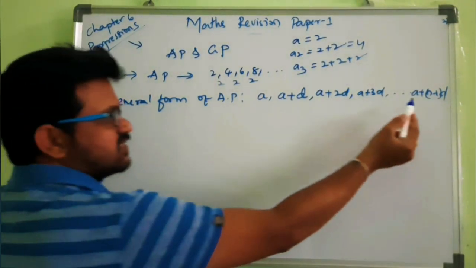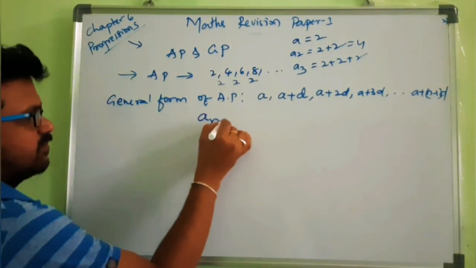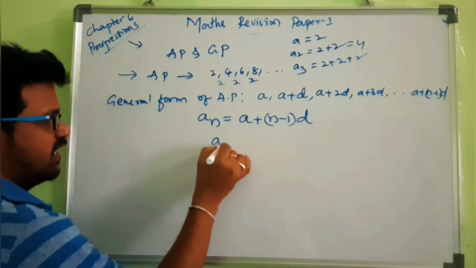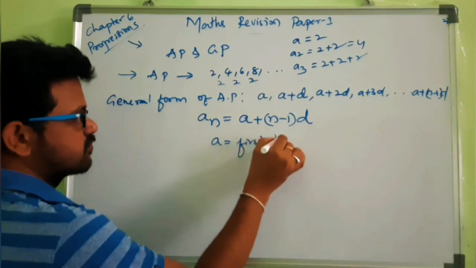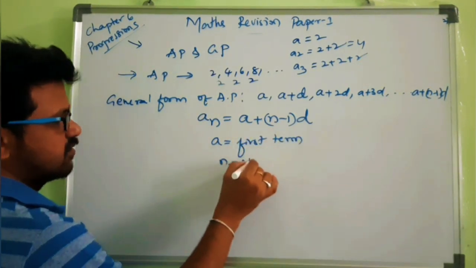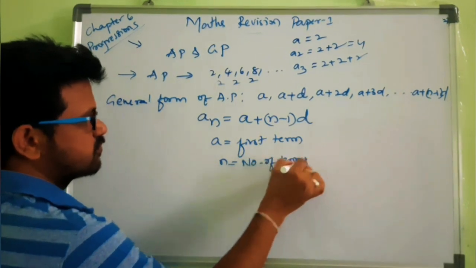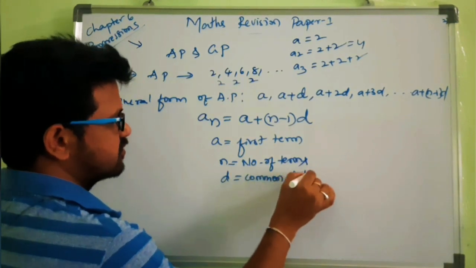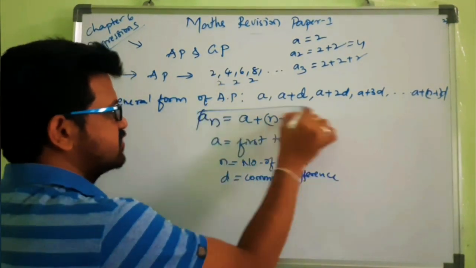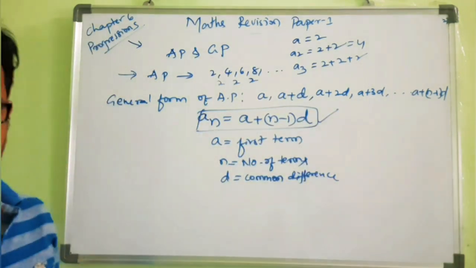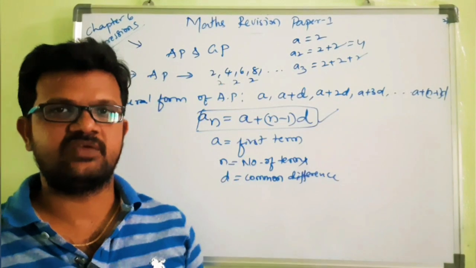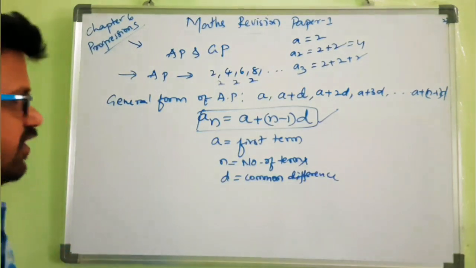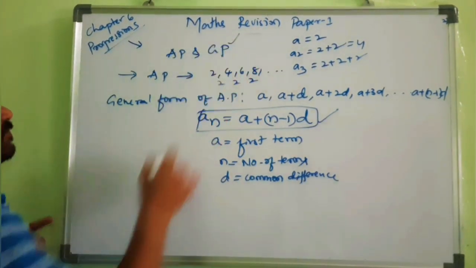So what is this? A plus n minus 1 into D, that is the nth term. An is equal to A plus n minus 1 into D. A is the first term, n is the number of terms, and D is the common difference. Based on this, they ask sums for 1 mark or 2 marks: find the 20th term in the given progression, and find the 10th term in the given progression from the end. Different types of questions.